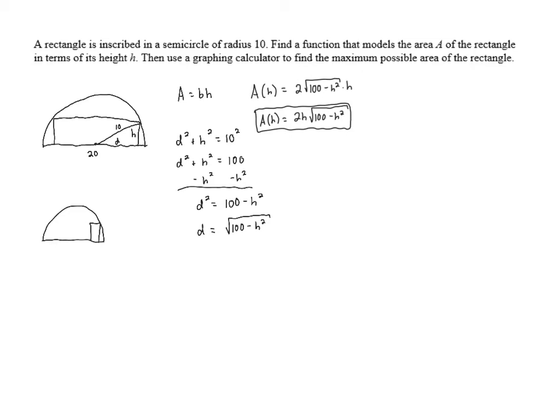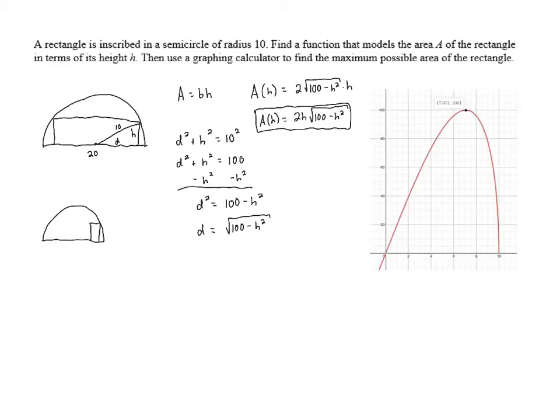Now, we were also asked to use a graphing calculator to find the maximum possible area of the rectangle. This is a complicated function that we don't really know how to find the maximum of algebraically. We've only looked at quadratic functions and finding their maximum values. So what we're going to need to do is use a graphing calculator to get a graph of this to get an idea of what the maximum will be. You can go to Desmos.com to do that. I've done it as well, and I'm going to share a screenshot so we can see what the maximum value is.